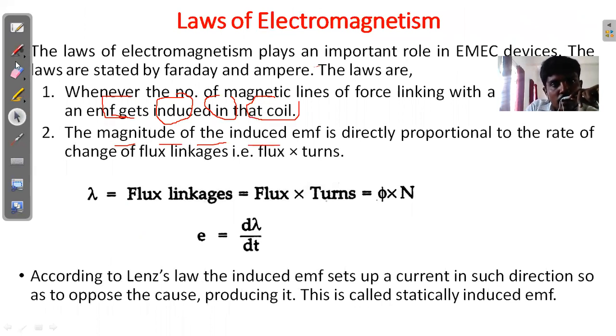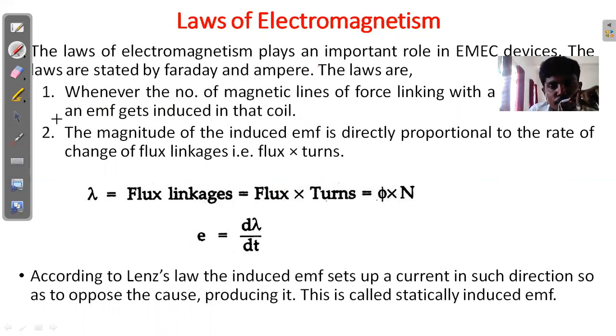This is for electromechanical energy conversion devices. Which law is used for generating action and motor action? By using Faraday's law. Whenever a current-carrying conductor placed in a magnetic field cuts the magnetic field, an EMF will be induced. Due to the EMF, the DC machine will operate.